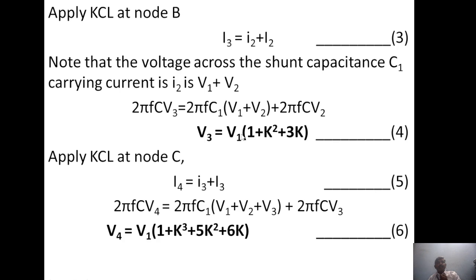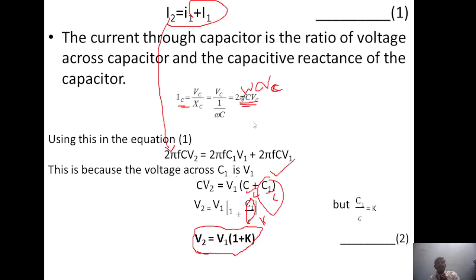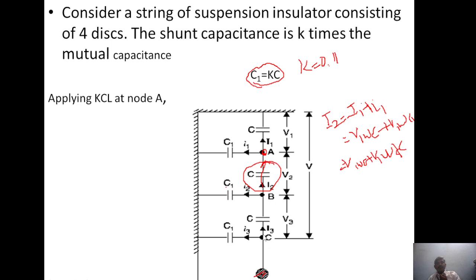Similarly, coming to node B, do the same procedure and you will get some value. At node B, capital I3 is equal to capital I2 plus small I2. Here the incoming current is I3. Using the same procedure, I3 is the current flowing through the mutual capacitance, and the potential is V3, so 2 pi f into V3 into C. Similarly, capital I2 is equal to 2 pi f into C V2.